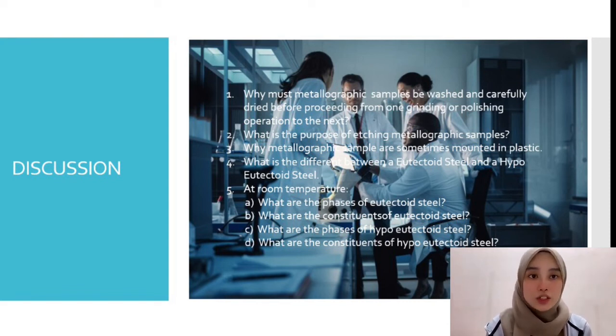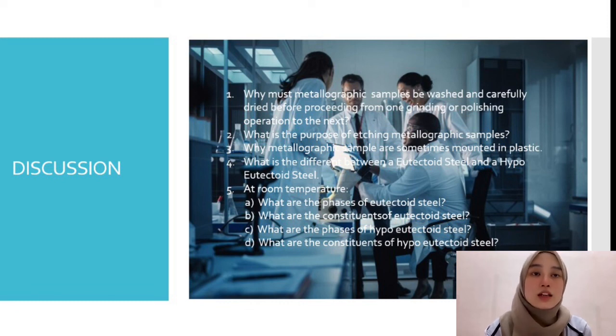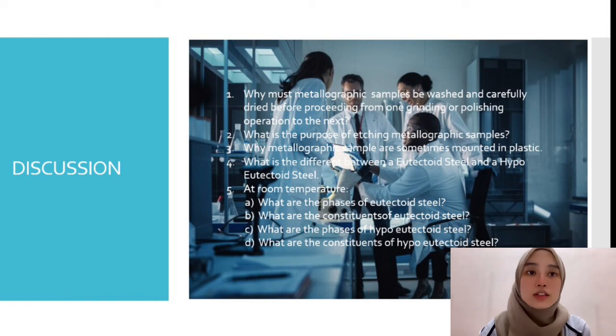The next question is number 4. What is the difference between eutectoid steel and hypoeutectoid steel? My answer is that a hypoeutectoid steel has a carbon concentration less than the eutectoid steel. For the next, my answer is that a hypoeutectoid steel has a carbon content greater than a eutectoid steel.